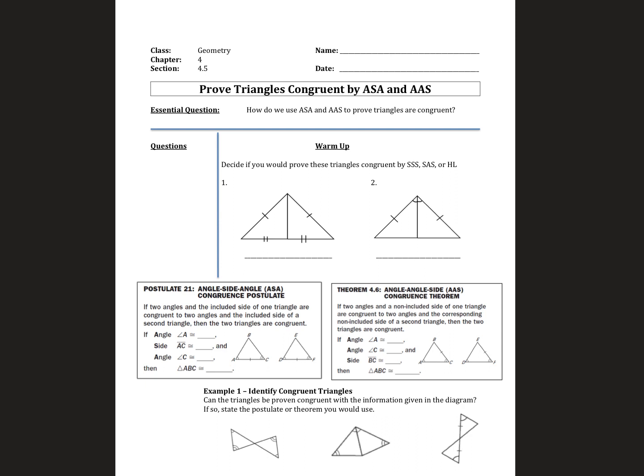We're continuing with Chapter 4, which is about triangles and congruence. And this lesson is called Prove Triangles Congruent by Angle, Side, Angle, and Angle, Angle, Side. Our central question is, how do we use angle, side, angle, and angle, angle, side to prove triangles are congruent?